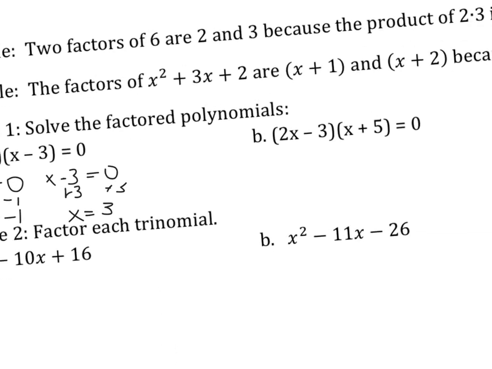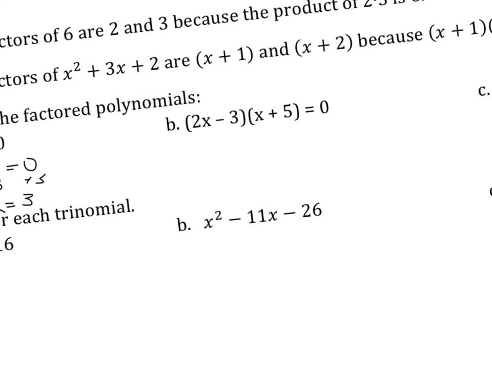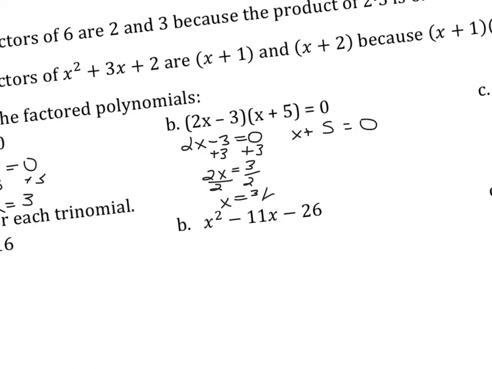Same sense, let's look at b. I'm going to solve for x after we set each factor equal to 0. So each set of parentheses, each piece gets set equal to 0. On this first one, we'll add the 3, divide by 2, and that is not going to reduce, so we'll just have 3 halves. And on this second one, we'll subtract 5 from both sides, so x will equal -5. So we have two solutions, 3 halves and -5.